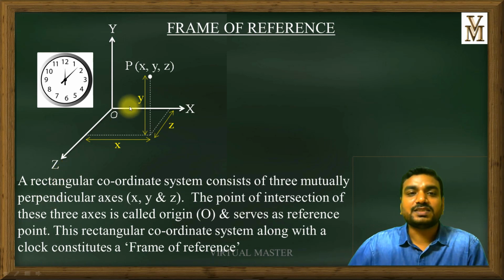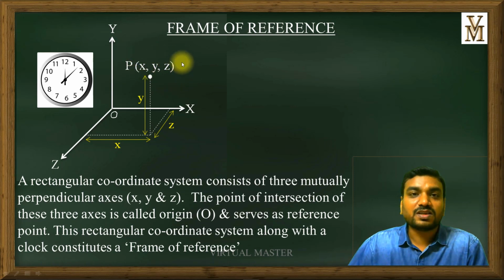Okay, let us consider a point object P in space at any point of time, and its coordinates are x, y and z. If any one of the coordinates of the point object P changes with time, then we say that the point object is in motion. If none of the coordinates are changing, then we say that the point object is at rest.